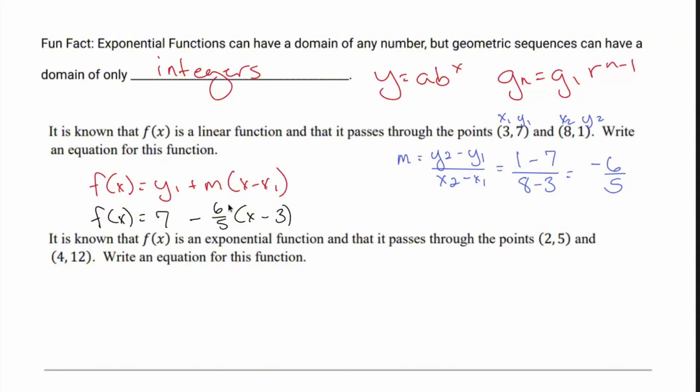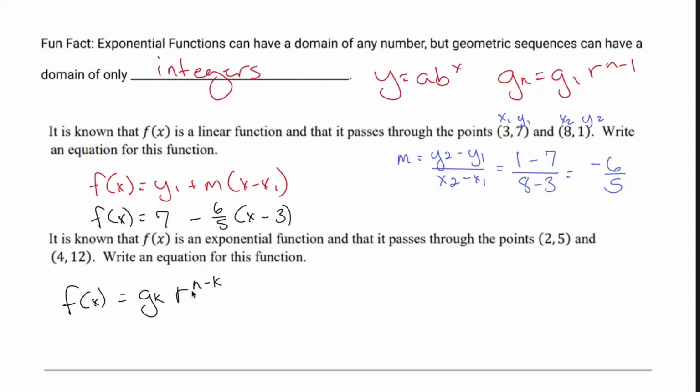It is known that f of x is an exponential function, and that it passes through the points (2, 5) and (4, 12). Write an equation for the function. So what I'm going to do is use the geometric form of the exponential function. So I'm going to use what they use, f of x, but I'm going to do g sub k times the quantity r to the n minus k.